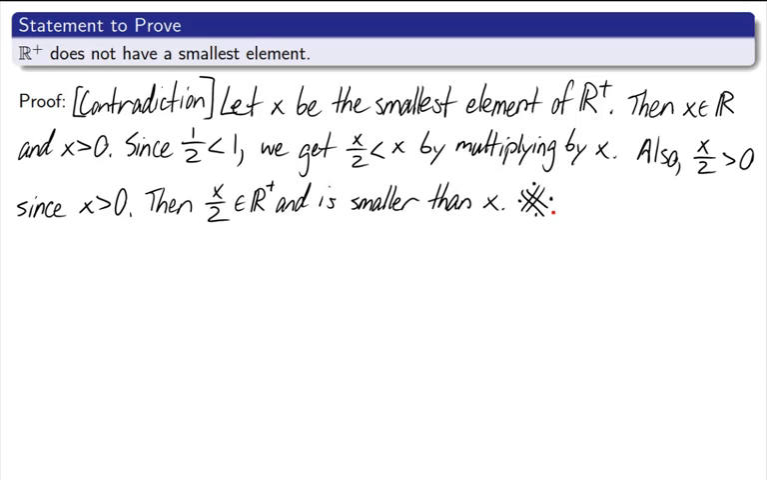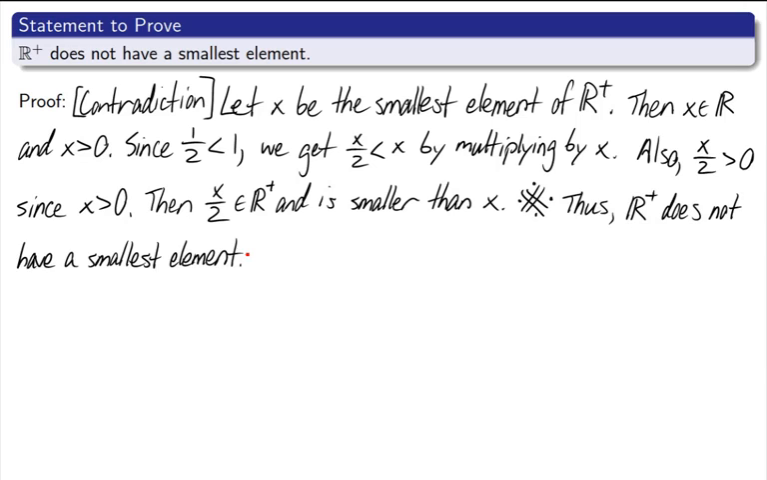Now that we have our contradiction, we can write our conclusion. Thus, the positive reals does not have a smallest element.